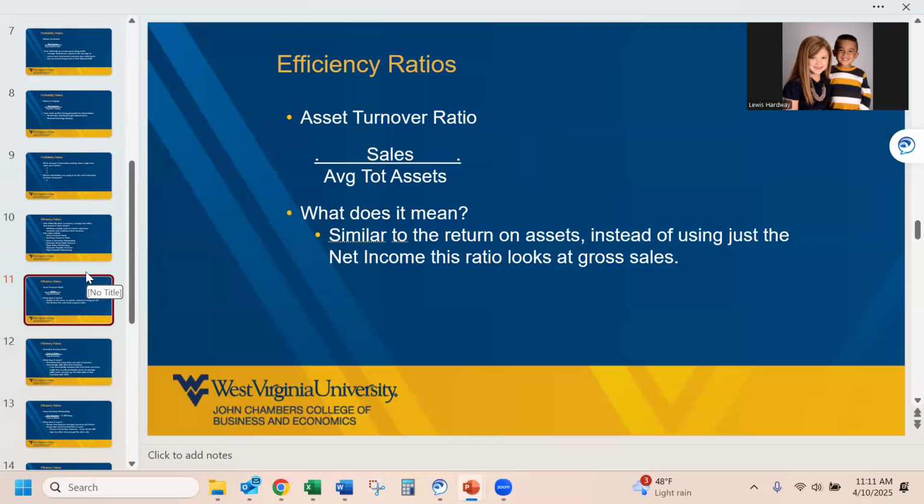basically take those same sales or revenues and divide it by the average of the total assets, and it's going to tell us how many times, or what percentage, of those total assets we are able to convert into sales in any given year.